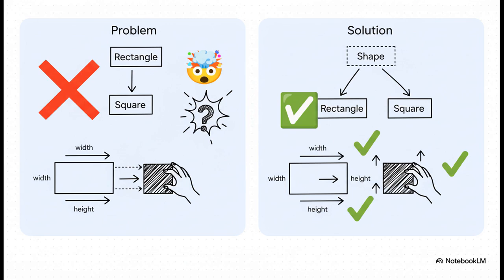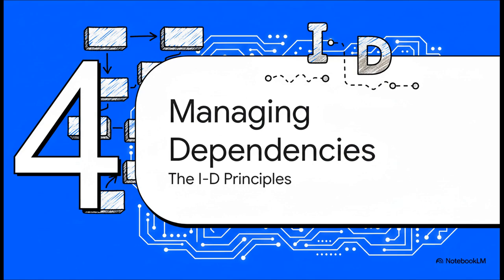A square does not behave like a rectangle in every context. So the better design is to have both Square and Rectangle inherit from a more abstract Shape. Now they are both valid, truly substitutable shapes. Our code is more logical and way less surprising. All right, we've covered how to design better, more robust classes.